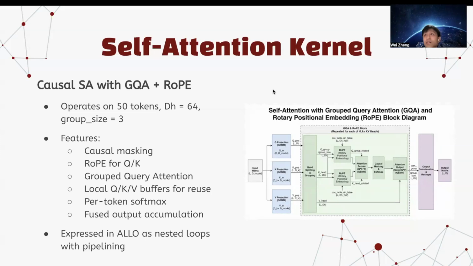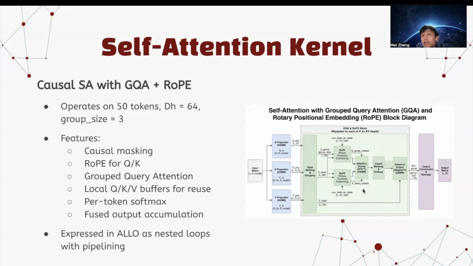On this slide, I will talk about the self-attention kernel we implemented in ALLO. Self-attention lets each token look back at all earlier tokens and decide which one matters, essentially performing a weighted average. We project the input into queries, keys, and values, compute similarity scores between Q and K, apply softmax to turn those scores into weights, and then use those weights to blend the values. In our setup, we're operating on 50 tokens with a head dimension of 64, and we use group query attention with a group size of 3. Instead of giving every query head its own K and V, GQA lets multiple Q heads share the same KV head, which significantly reduces memory traffic and is much more hardware efficient.